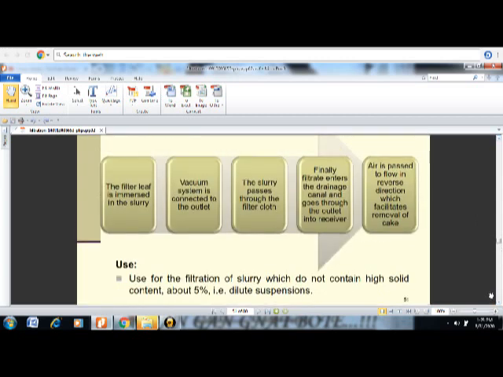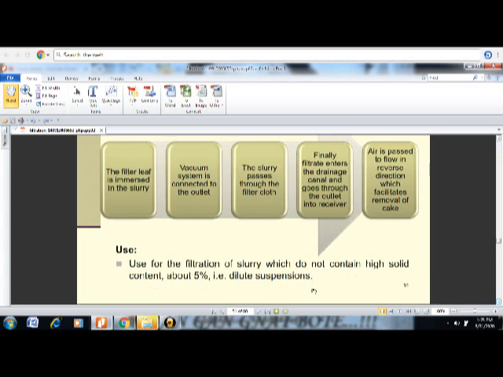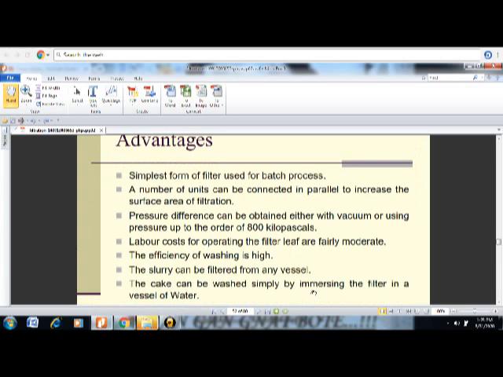Now what are the uses? It is used for slurry which does not contain a higher amount of solids. In the start of the session I discussed that up to 5% solid we can use this filter leaf. Then advantage, it is a very simple filter and it is a batch process. Then you can connect a number of units.